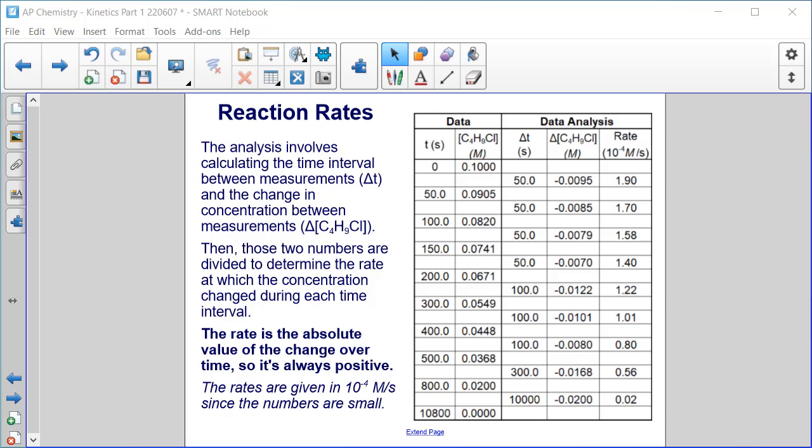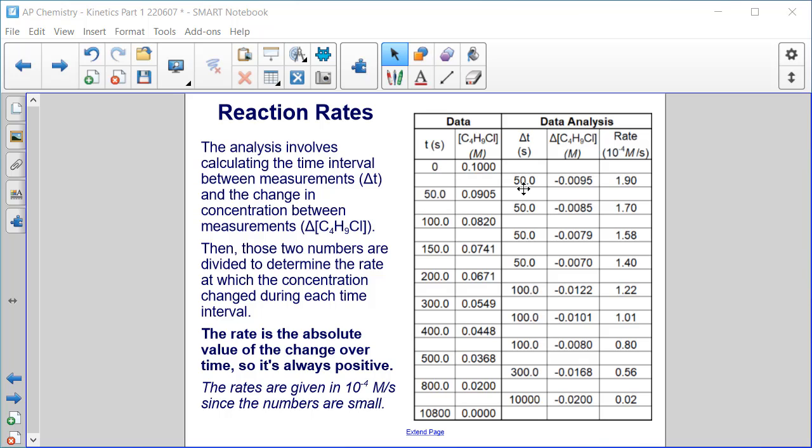The analysis involves calculating the time interval between measurements, or delta T, and the change in concentration between those same time measurements, or delta concentration of, in this case, the reactant C4H9Cl. So let's take a look at this. What is the time interval between measurement 1 and measurement 2? The delta, the change, is just the time here, 50 minus 0, so 50 seconds.